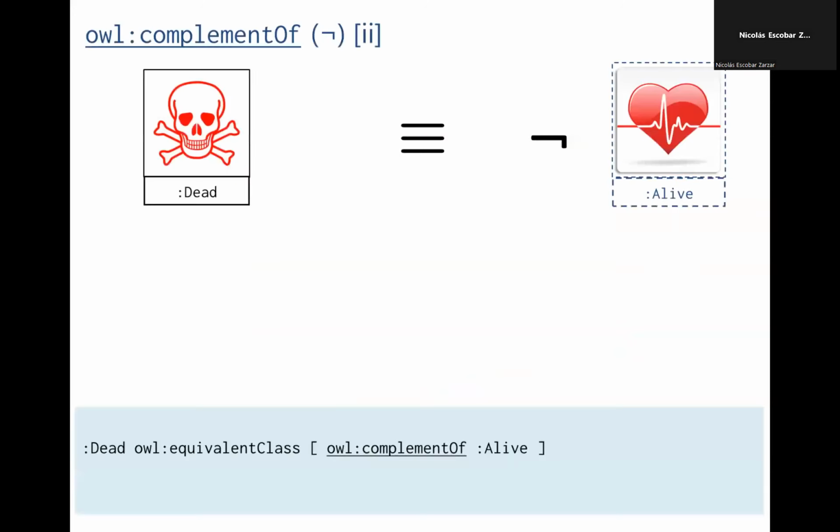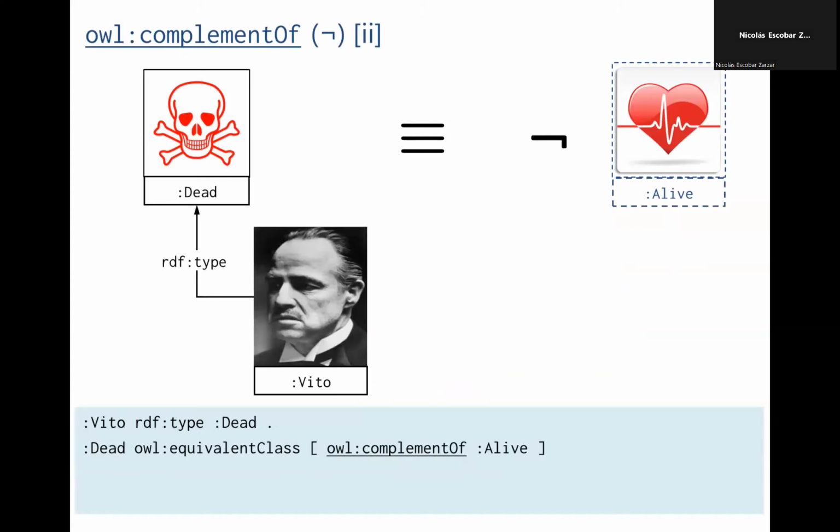Spoiler. He died of old age. It's okay. Natural causes. Vito is dead. Old age. He had a long, happy life. It's okay.